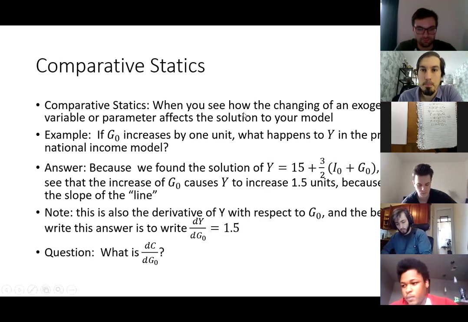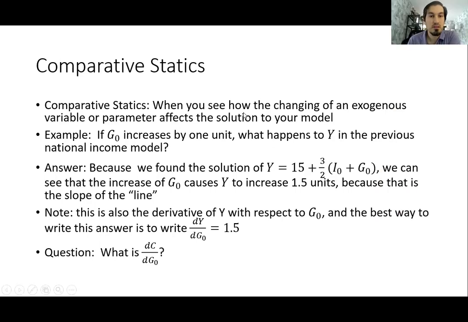Shrink this. Because we found the solution of y equals 15 plus 3/2 I0 plus G0, we can see that the increase of G0 causes y to increase 1.5 units because that is the slope of the line. Note this is also the derivative of y with respect to G0. And the best way to write this answer is to say dy/dG0 equals 1.5. Okay, this is my introduction into calculus for this class.